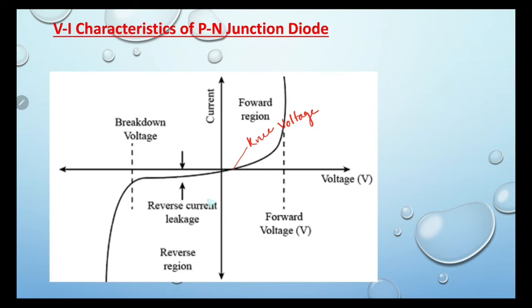Now coming to the reverse bias characteristic curve. The reverse current is very small and almost remains constant with the increase in reverse voltage, but when it reaches the breakdown voltage, a large current flows through the circuit. So this is basically the VI characteristic of a PN junction diode. This is a very important topic for your upcoming semester examination.